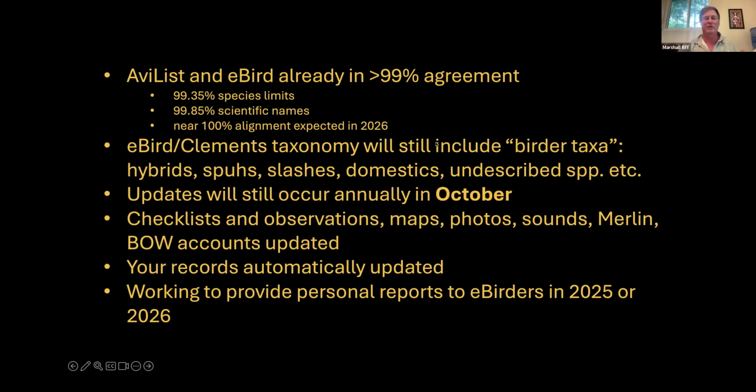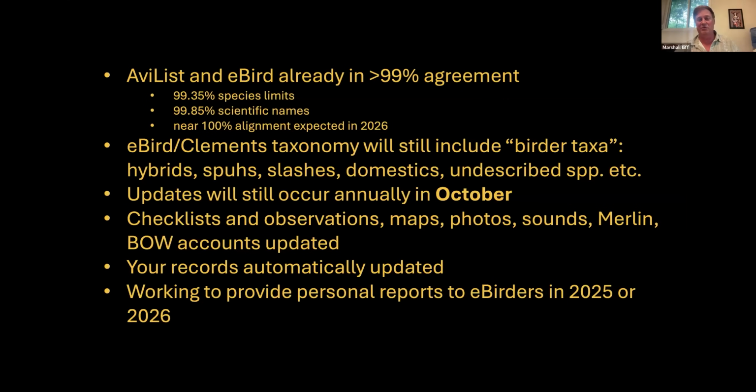We will still need to publish sort of the birders taxonomy that includes hybrids, spuhs, slashes, domestics, undescribed species. These are all things that bird watchers encounter in the field. We collect data for them and they are really important. It's really important to be able to say, I saw a sharp-shinned / Cooper's hawk. And that is not a formal taxon in AviList, but it's really important for eBird.